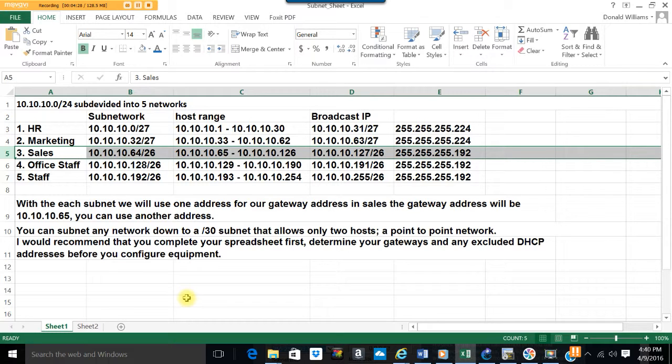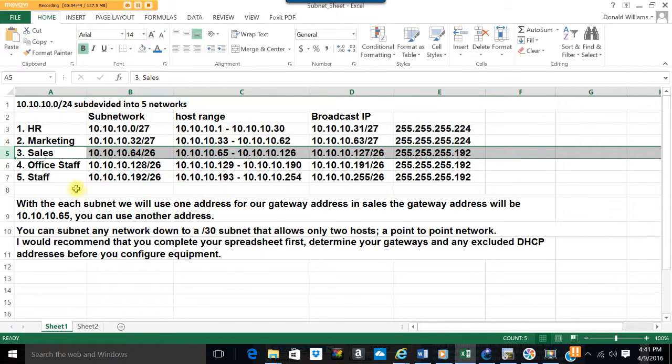And they have a subnet mask of 255.255.255.192. And their broadcast IP address is 10.10.10.127, which we see right here.